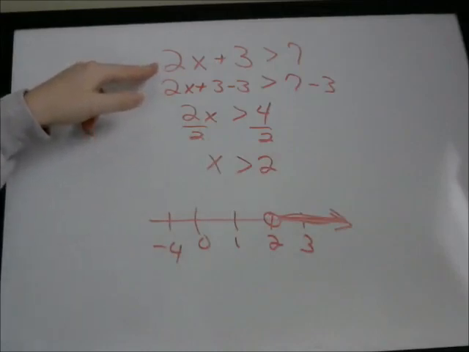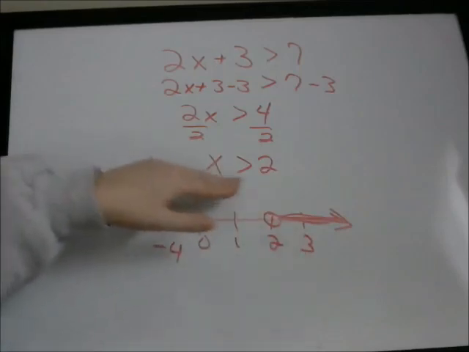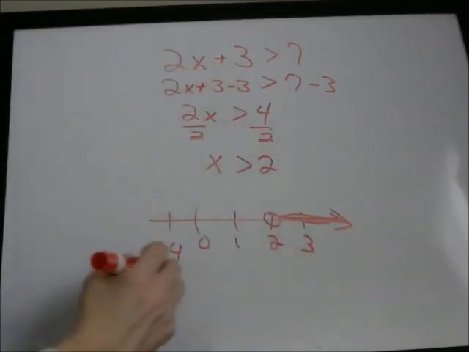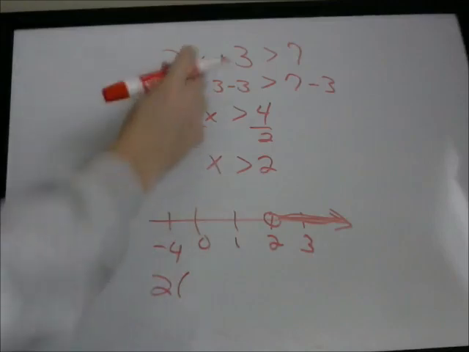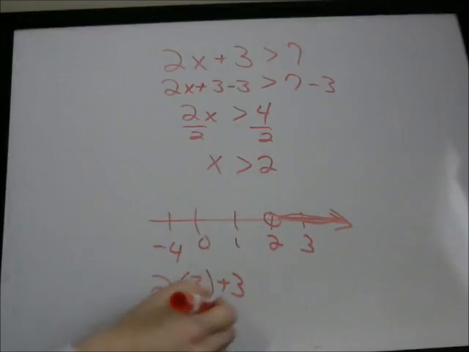And we can test that. Let's say we pick 3. That's supposed to be right because 3 is greater than 2 and x is greater than 2. So if we choose 3 and plug that in, instead of x we're going to put a 3. 2 times 3 plus 3, and 2 times 3 is 6, plus 3 is 9, and 9 is greater than 7.